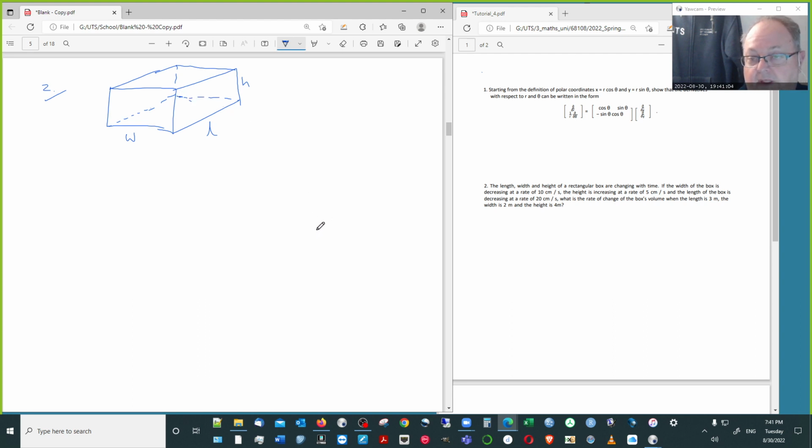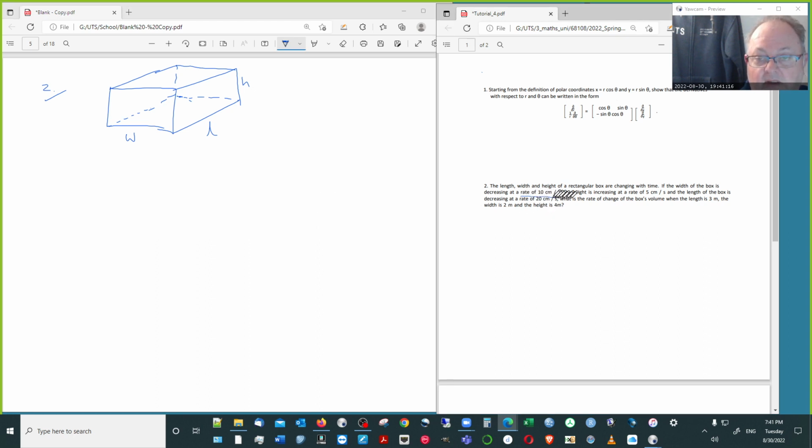So the length and the width and the height of a rectangular box, a box of simple geometry, are changing with time. If the width of the box is decreasing at a rate of 10 centimeters per second, the height is increasing. Also, they've put some words in here. Now, do you know how I spend the time on the words with you? Your students need that too.